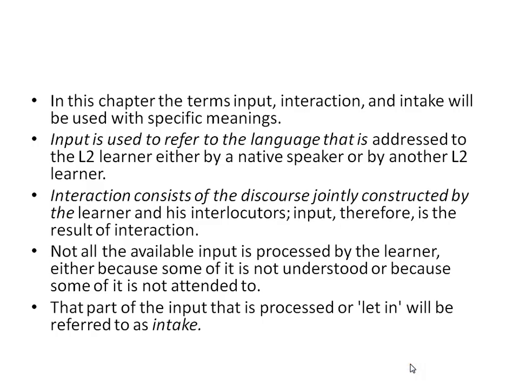So that is here: not all available input is processed by the learner, either because some of it is not understood, or because some of it is not attended to. Okay, so interaction should be there. That means the previous line, the input therefore is the result of interaction. If there is interaction, then the result will be the input.